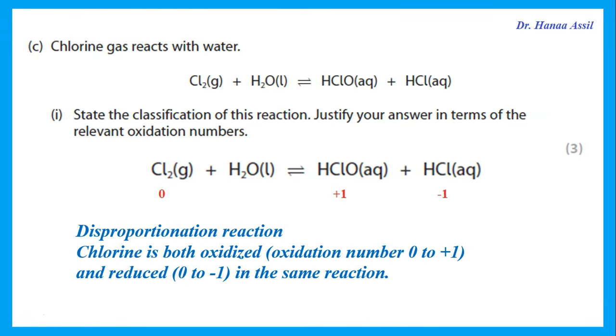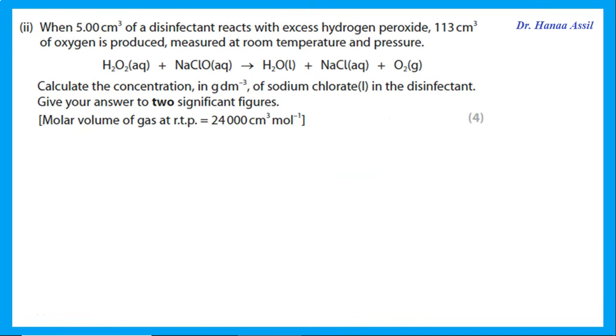So the chlorine is oxidized when the oxidation number changes from 0 to plus 1. Increase in oxidation number, that's oxidation. And it is also reduced when it goes from 0 to minus 1. This is a decrease in oxidation number, and that is reduction. And we said the reaction that has both is called a disproportionation reaction.